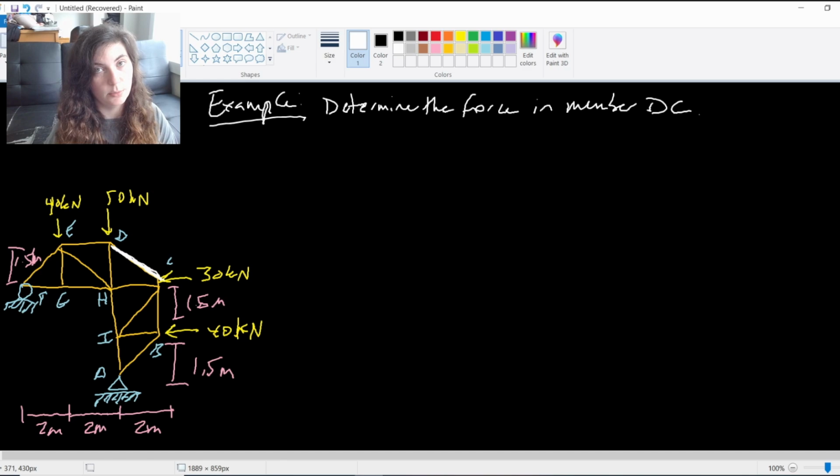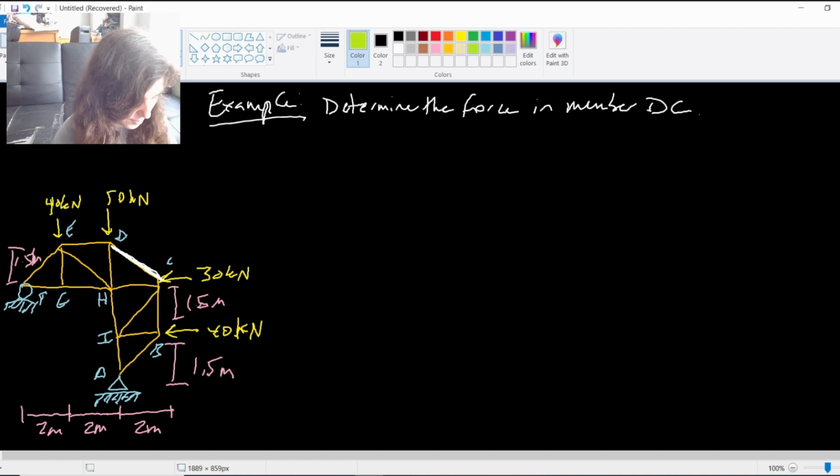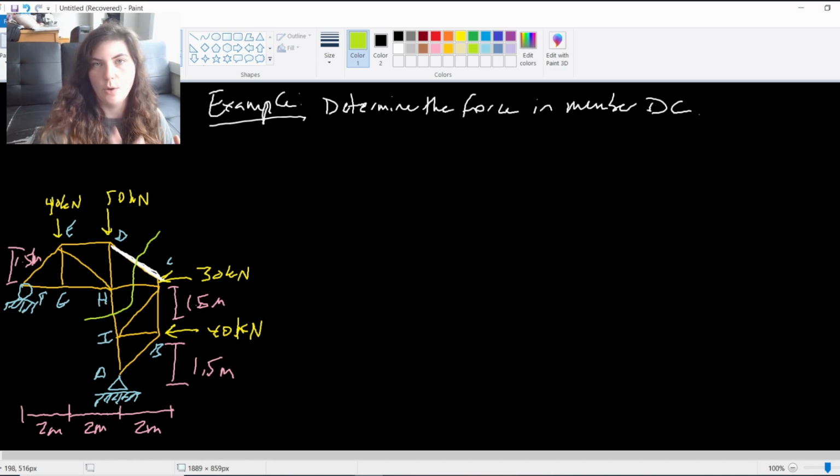Since I have 3 equilibrium equations, I can only have 3 unknowns. I want to make a cut through 3 members that include DC to solve for what DC is. So I'm going to go ahead and make my cut through here. I'm going to cut through DC, HC, and HI. So my cut doesn't have to be perfectly down through the middle of something. It just needs to cut through only 3 members. So I know where my cut's going to be.